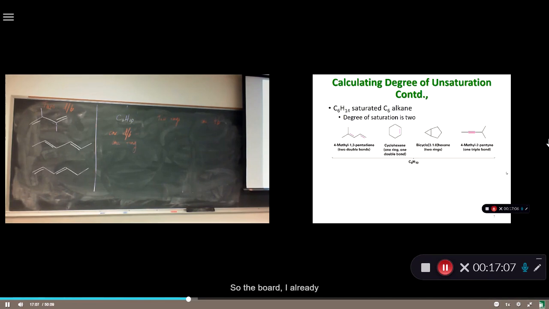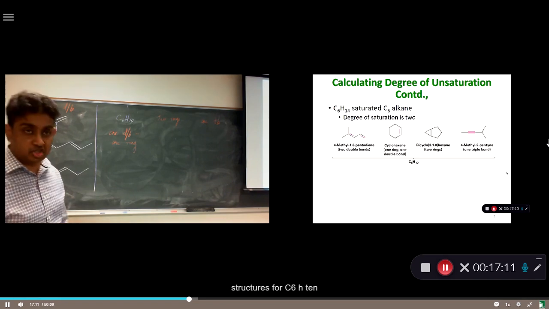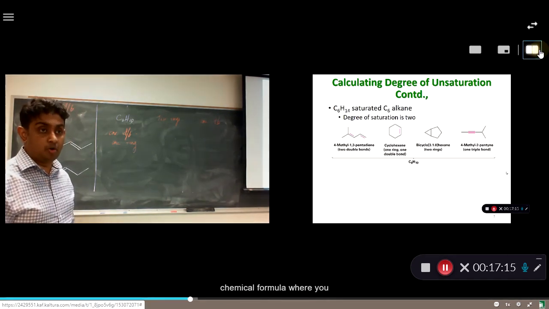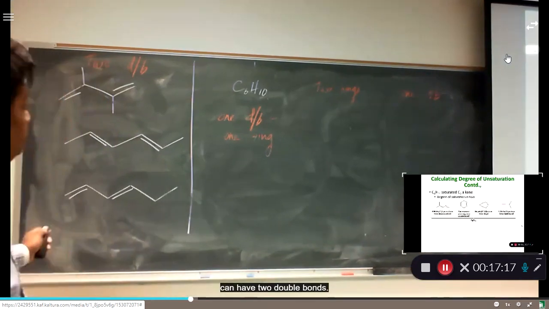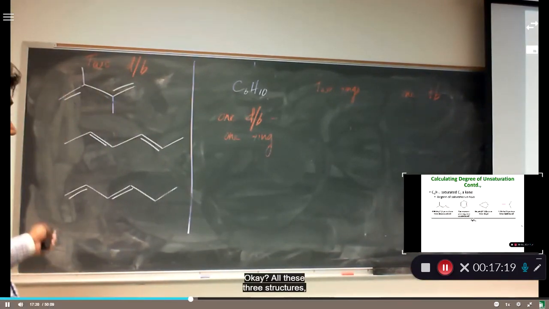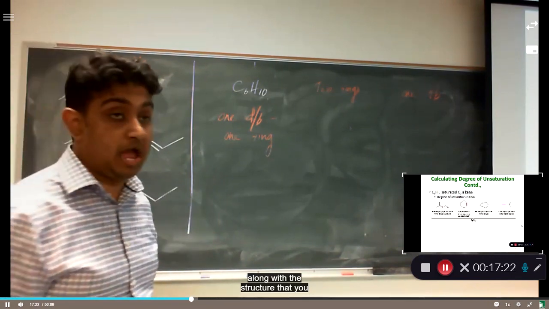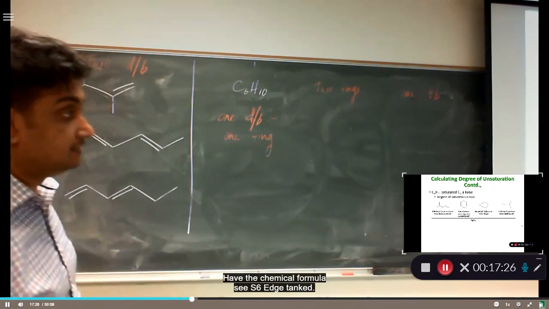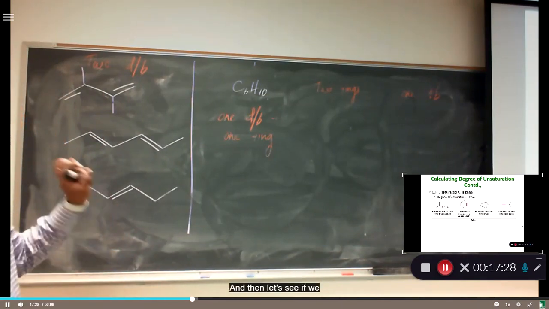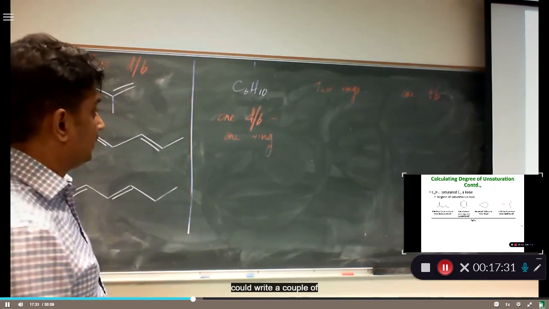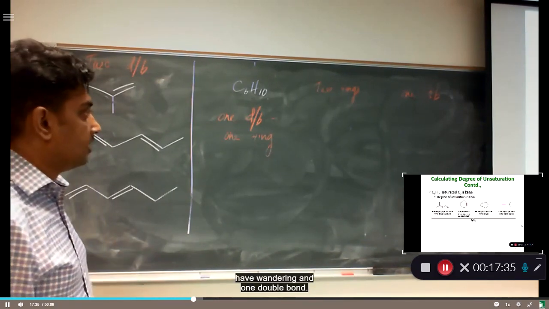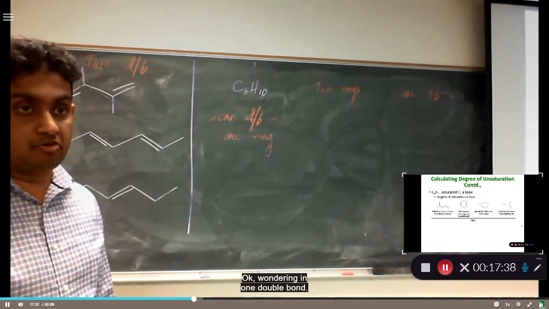On the board I already wrote 3 other structures for the C6H10 chemical formula where you can have two double bonds. All these 3 structures, along with the structure on your presentation, will have the chemical formula C6H10. Now let's write a couple of other structures that will have one ring and one double bond.